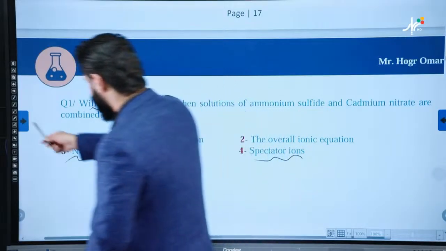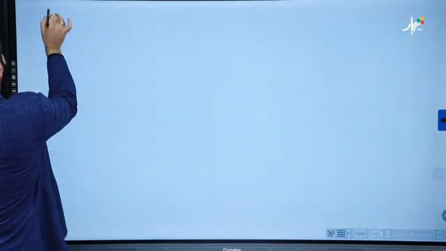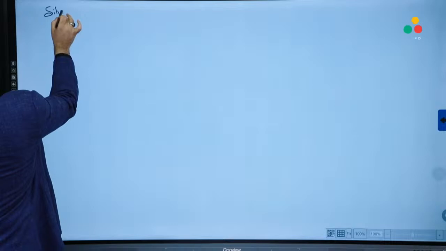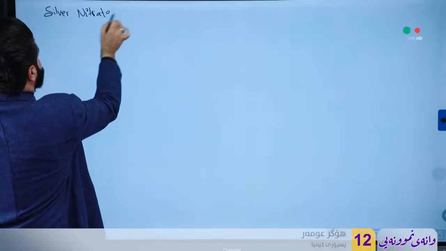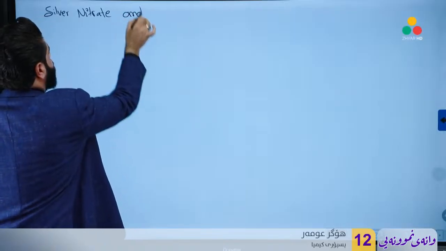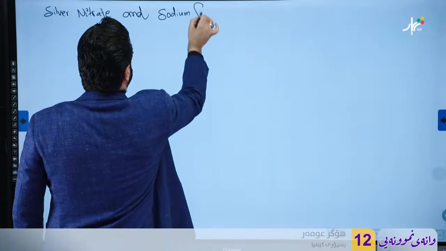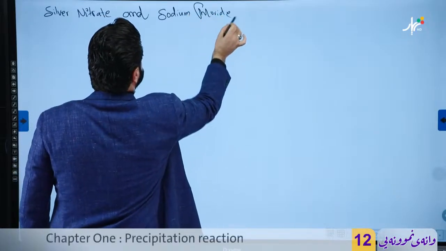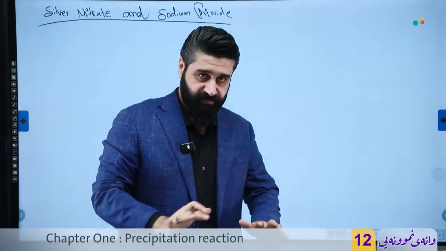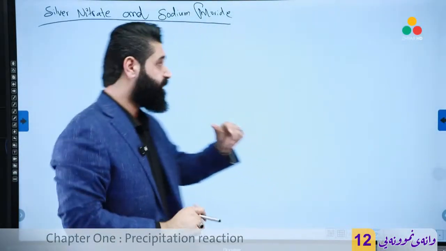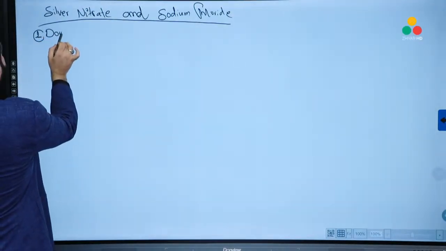Okay? Look, I will open a new page. For the combination of silver nitrate and sodium chloride, will a precipitate form? First of all, I will do all the steps with this example. Okay? The first step. First step, write the double displacement reaction.